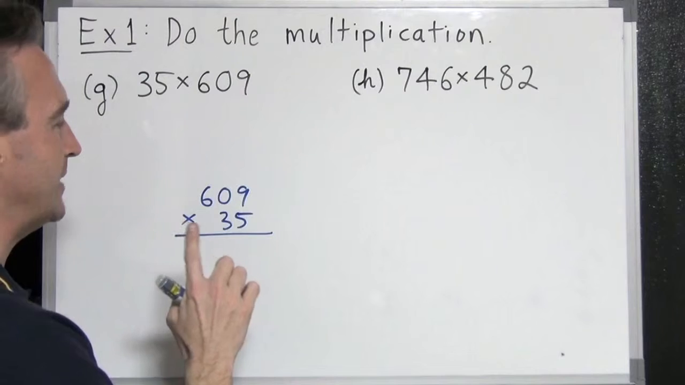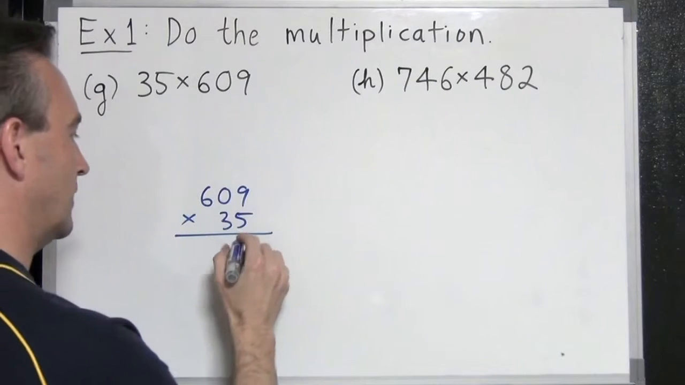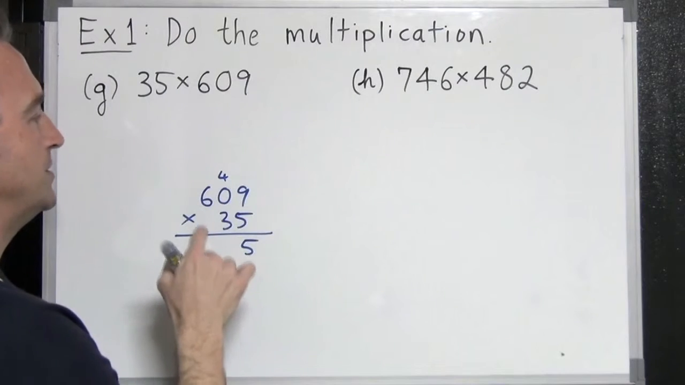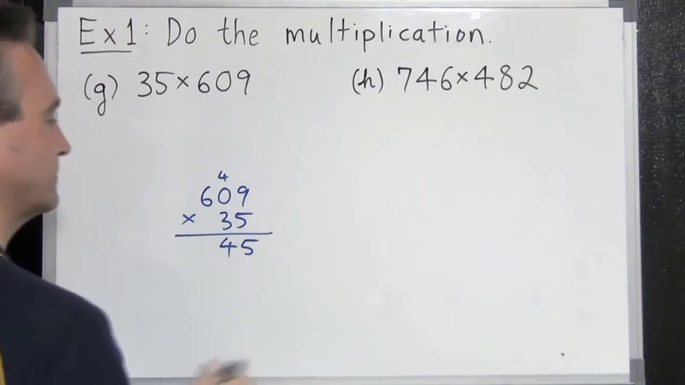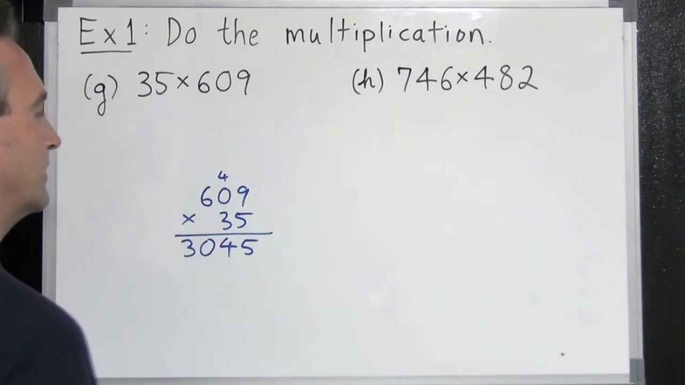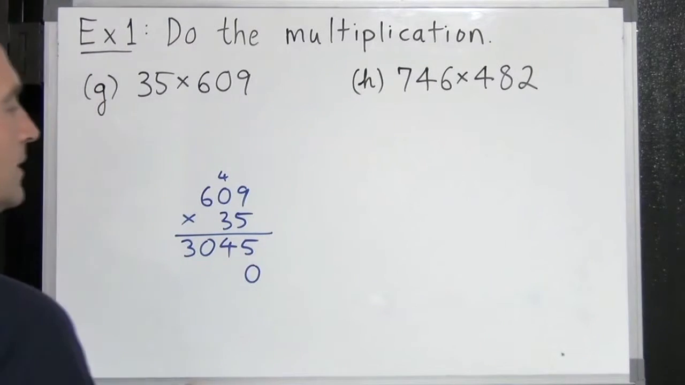So we're just going to do the same thing as we start off. 5 9s are 45. Carry the 4. 5 times 0 is 0. 0 plus 4 is 4. And finally, 5 times 6 is 30 on the end here. We put our 0 like before.